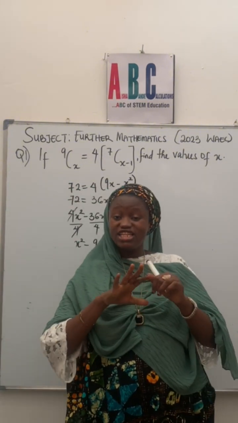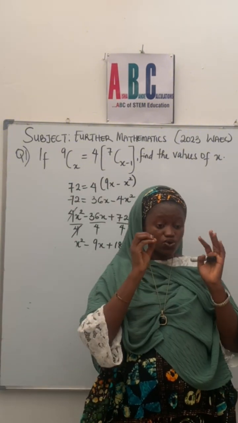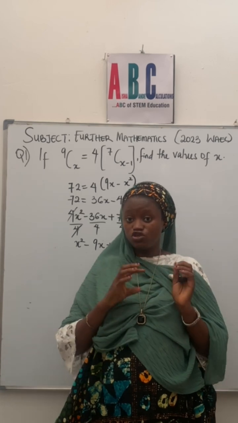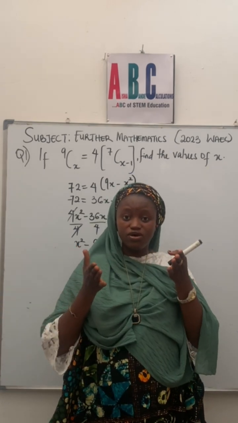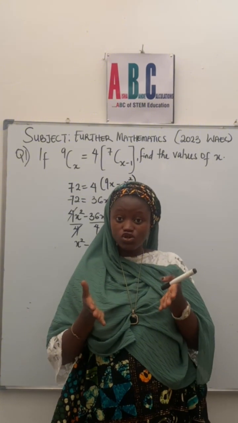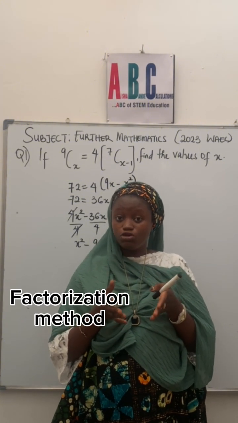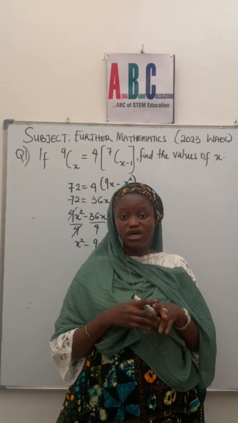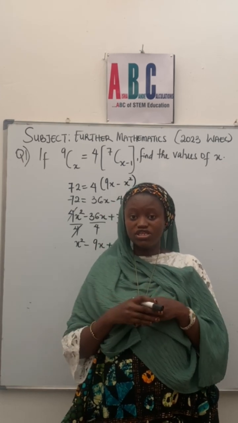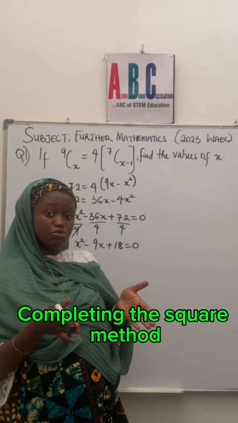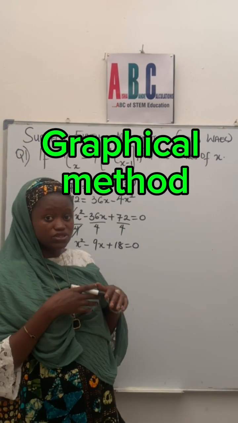We can use any of the methods under the quadratic equation to solve this to give us the values of x. We can decide to use the factorization method, the formula method, which is known as the almighty formula, or we can also decide to use the completing the square method or the graphical method. Any which one gives us the correct answer. So for the purpose of this class, I will be using the factorization method.